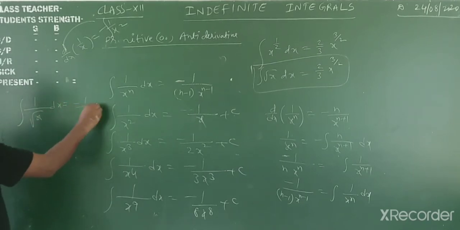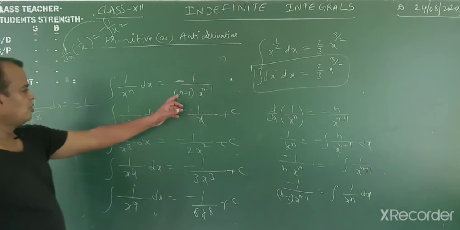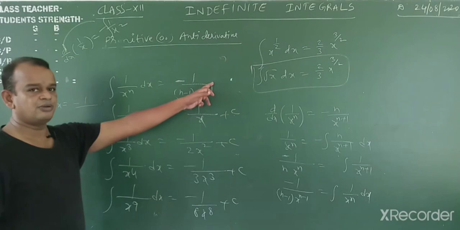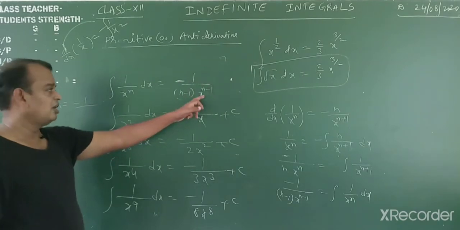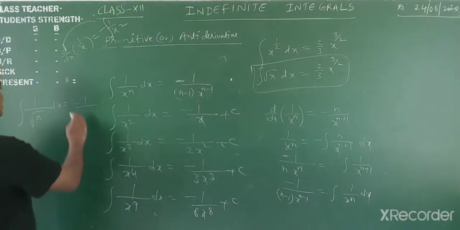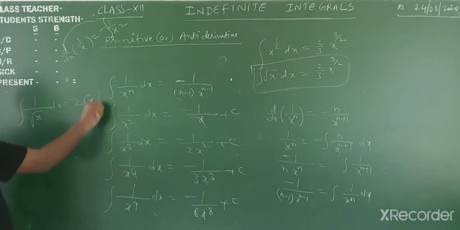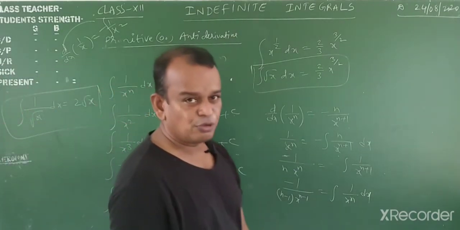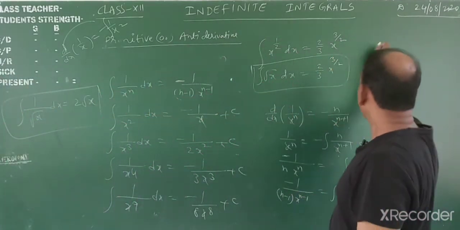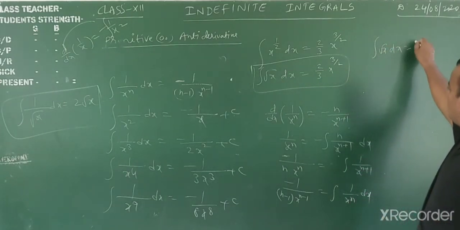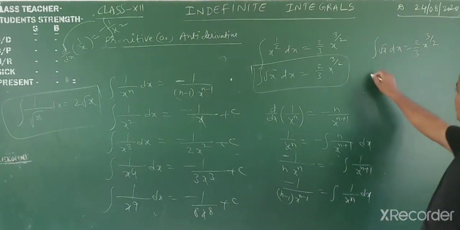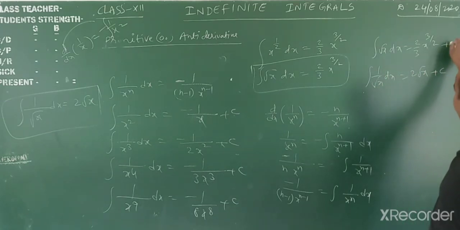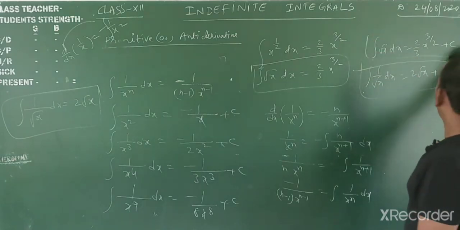Here minus 1 by, n value is 1 by 2. 1 by 2 minus 1, so x^(1/2 minus 1), x^(minus 1/2). Minus 1 by 2, minus into minus plus, 2 root x. You remember these formulas? The integral of root x dx is equal to 2 by 3 into x^(3/2). The integral of 1 by root x is equal to 2 root x plus c. You write plus c on each and every one, my dear students. Don't neglect the formulas.